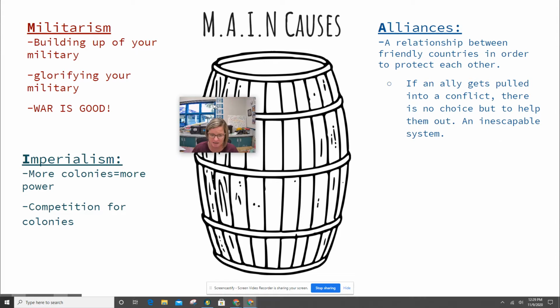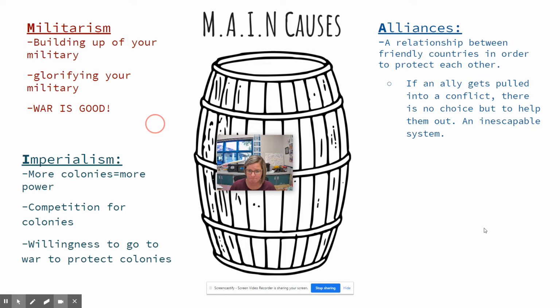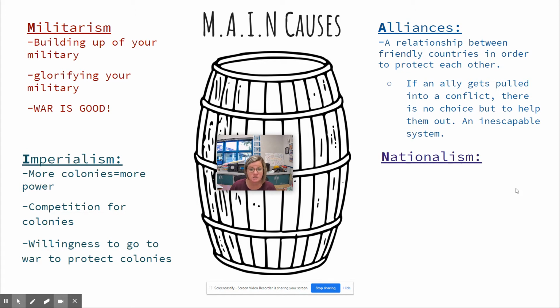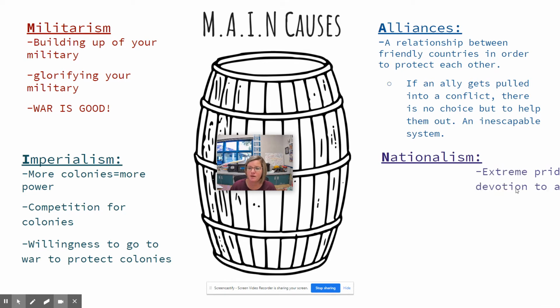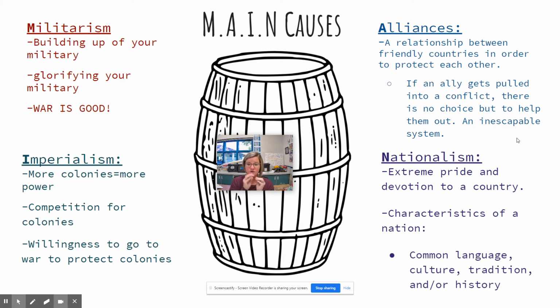All right, and then the last one is nationalism. Remember, nationalism is pride in your country, tying in with militarism, being willing to fight for your country. This is really going to start to unite places. If you have common language, common culture, common traditions, and history, you're going to feel a tie to your country and you're going to want to fight and protect that. But it's also going to strengthen the alliances.